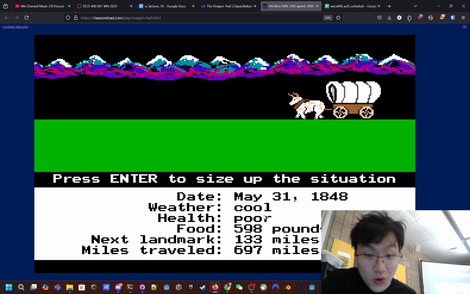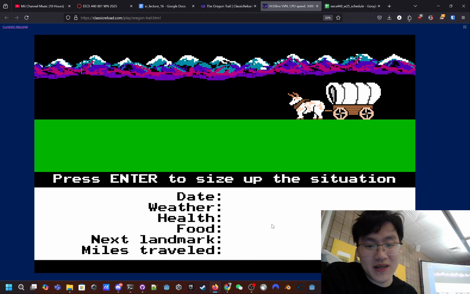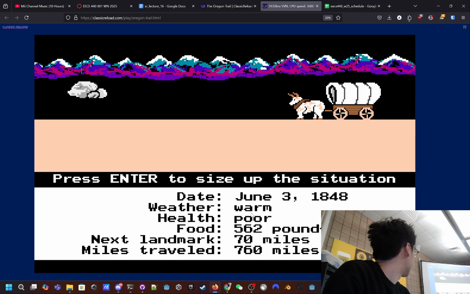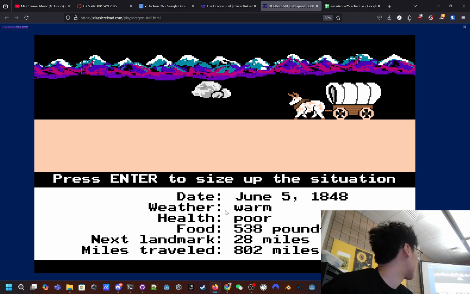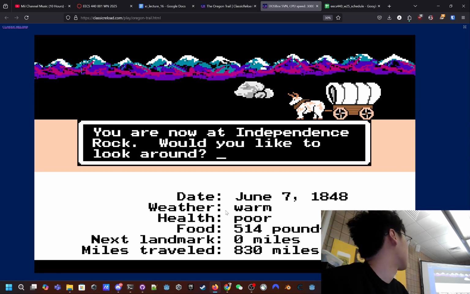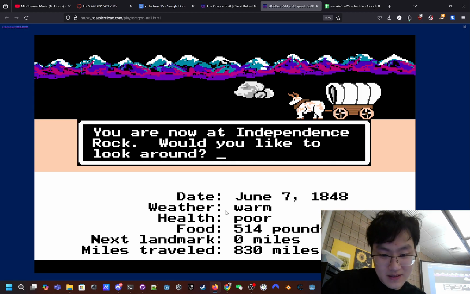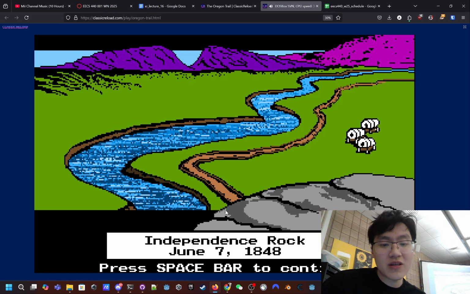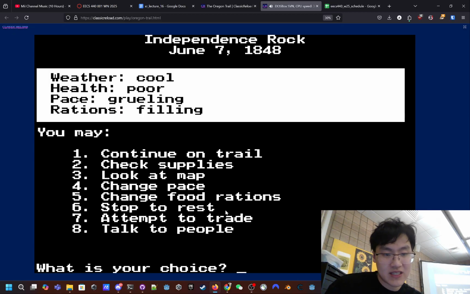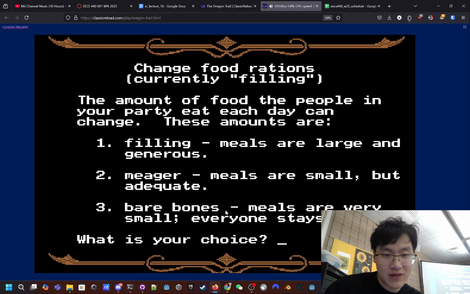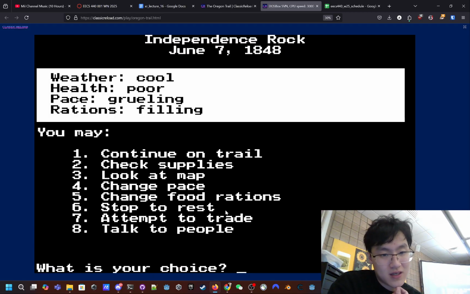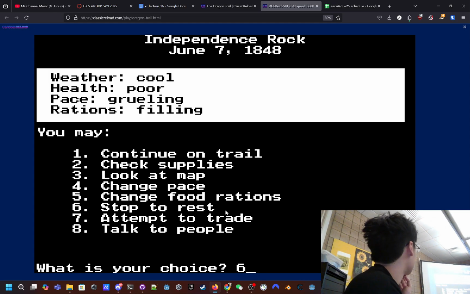Okay. Oh, health is poor. What happened? I think you're working too hard. Oh, it's fine. We were almost at the next phase anyway. We can rest here. You have an option to eat more food if you want. Oh yeah, we can change the ration, right? Change food ration. Oh, no, you're already as large as possible. So we just keep it that way. Maybe we just have to stop and rest.